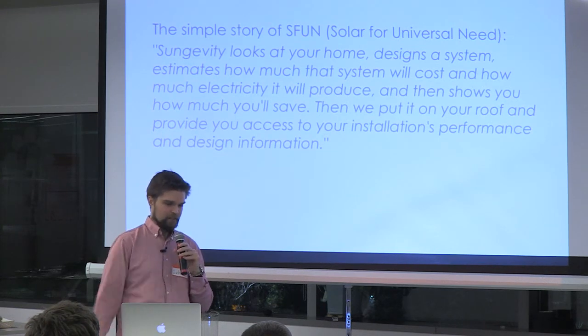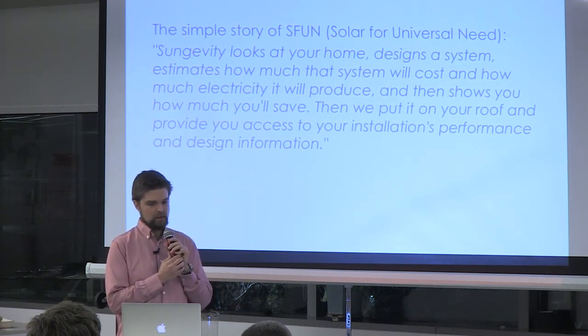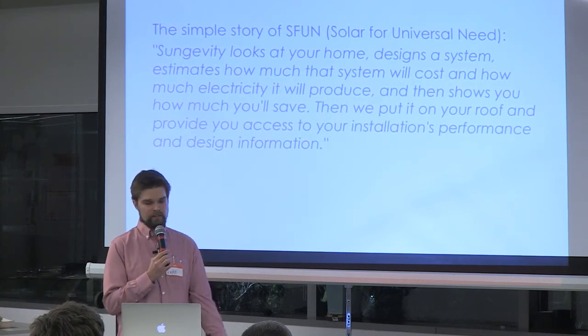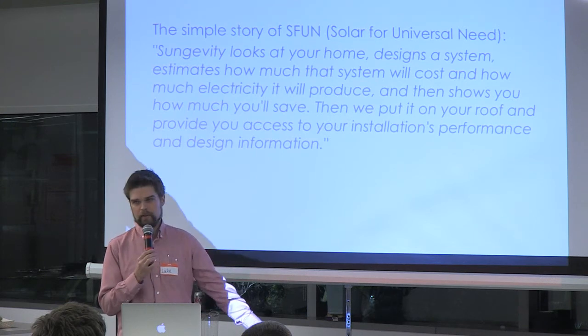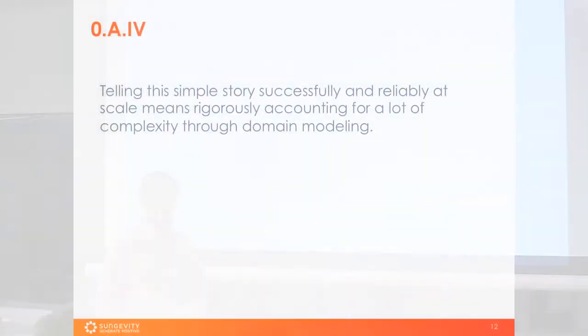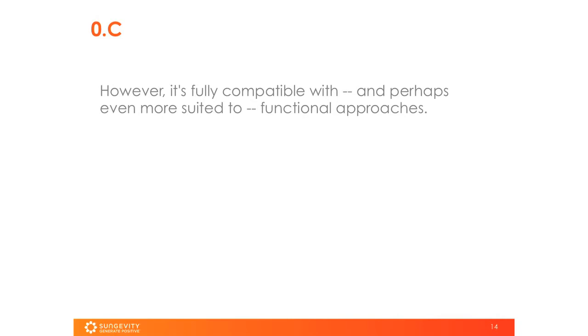But basically, the simple story of our business is Sungevity looks at your home, designs a system, estimates how much that system will cost and how much electricity it's going to produce, and then shows you the resulting savings. And then we put it on your roof and we give you access to that installation's performance and design information over time. Telling the simple story successfully and reliably at scale means rigorously accounting for a lot of complexity through domain modeling. It's an idea that's commonly associated with traditional stateful object-oriented environments, but not tied to them.